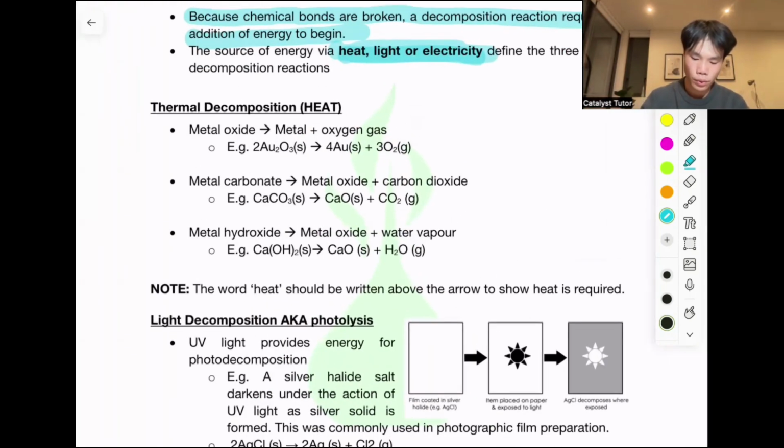But just to run through the reactions, and these are reactions you'll probably never see after module 2 again. So don't spend your time memorizing these. If you see them at school, memorize them, but otherwise these are just for example. Metal oxide will break into a metal and oxygen gas if you apply heat. Metal carbonate breaks into metal oxide and carbon dioxide, and metal hydroxide breaks into metal oxide and water vapor if you put heat on it.